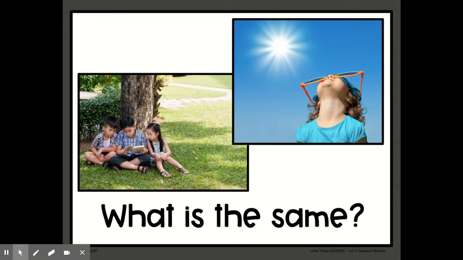But before we get started, I want you to look at these two pictures. What's the same? What do they both have that's the same? Right? We see that they're both having the sun shining on them. We see the yellow right here, and we see the sun shining on her. You might be thinking they're both kids, that they're both outside.